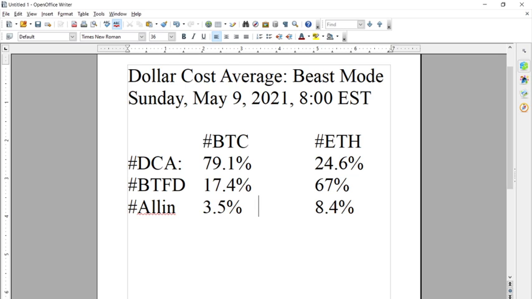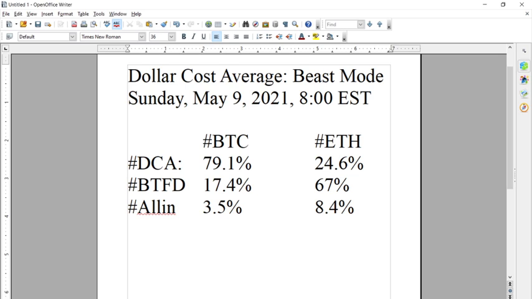The dollar cost average beast mode signal for Sunday, May 9th, 2021 at 8 o'clock a.m. Eastern Standard Time. The DCA for Bitcoin is 79.1%. The buy the dip escrow is 17.4%, and the all-in escrow is at 3.5%. So, for Ethereum, it's 24.6% for the DCA. The buy the dip escrow is 67%, and the all-in escrow is at 8.4%. So, what does that mean?